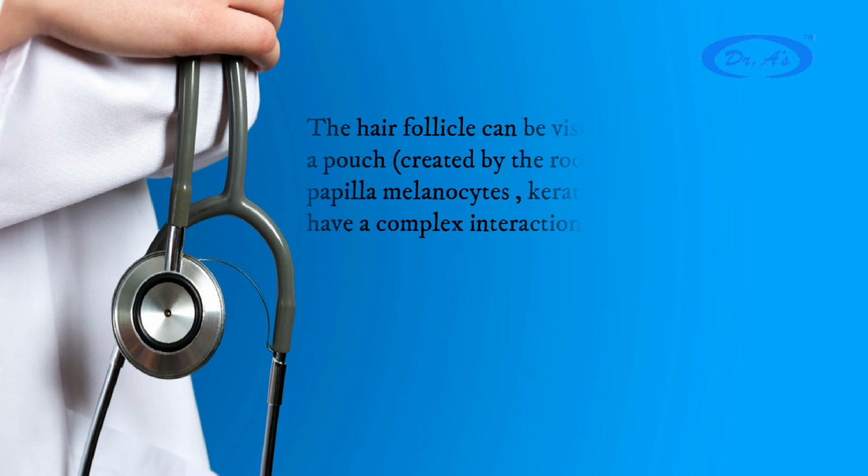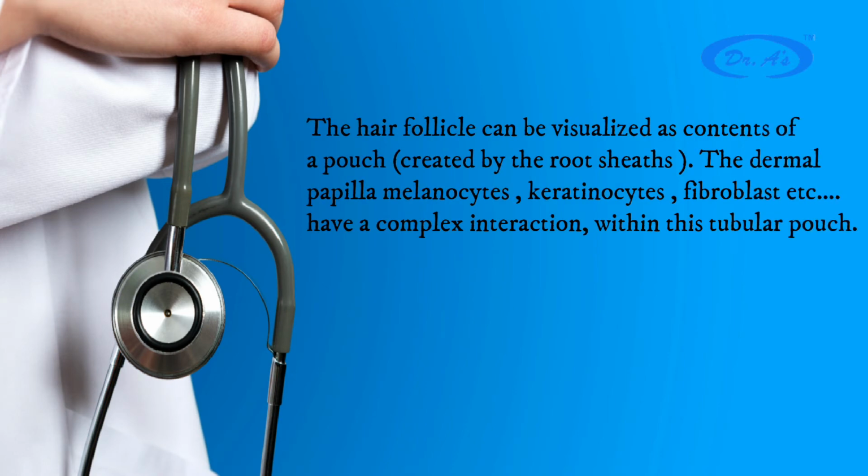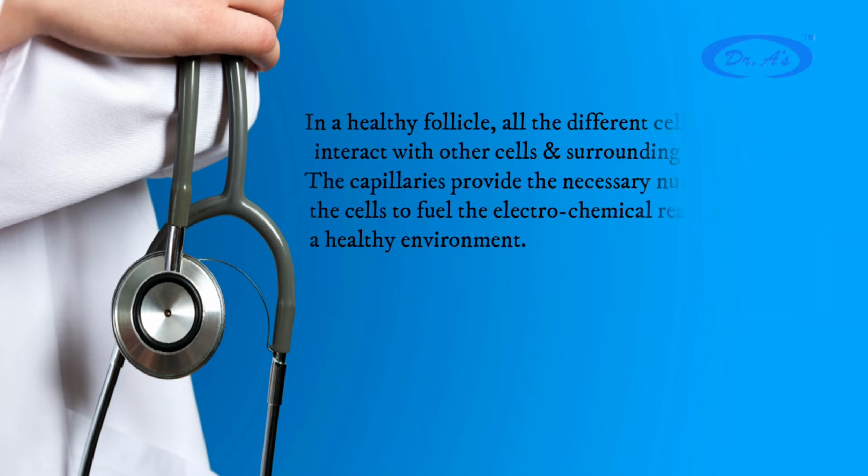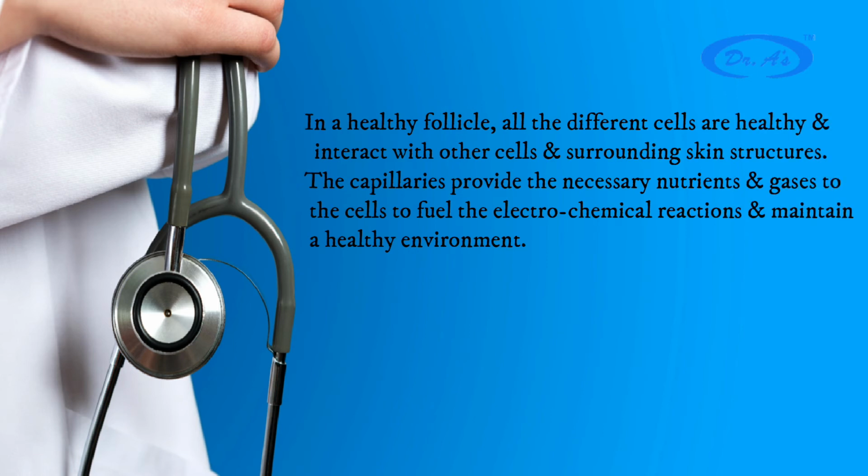The hair follicle can be visualized as a pouch, with the follicle being the content of the pouch and the walls of the pouch being made by the root sheaths. The dermal papilla, melanocytes, keratinocytes, fibroblasts, etc., all have a complex interaction within this tubular pouch, and all these are submerged in a protoplasm. In a healthy follicle, all the different cells are healthy and interact with other cells and the surrounding skin structures.